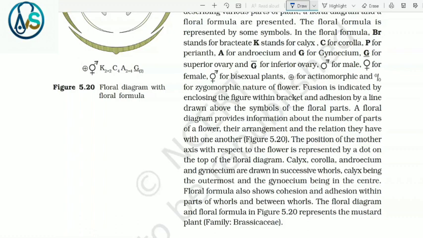of the floral parts. A floral diagram provides information about the number of parts of a flower, their arrangement and the relation they have with one another.